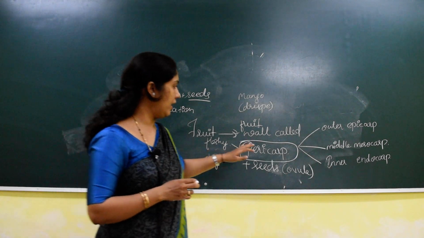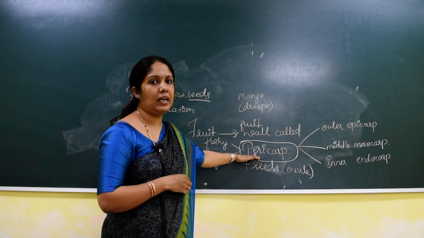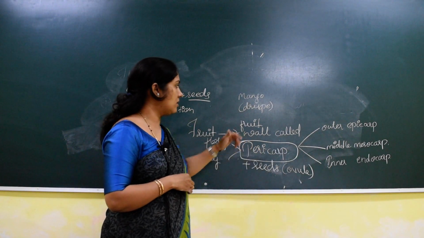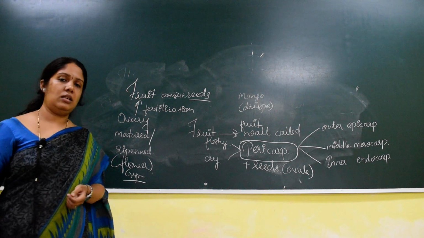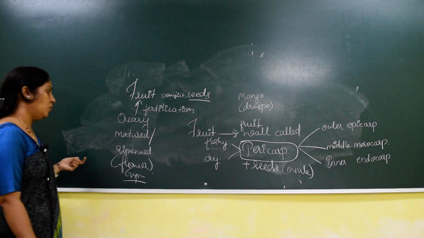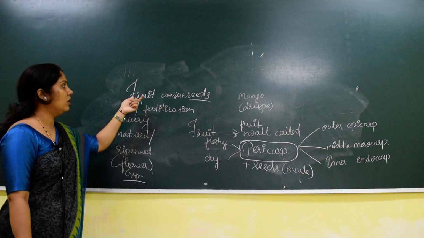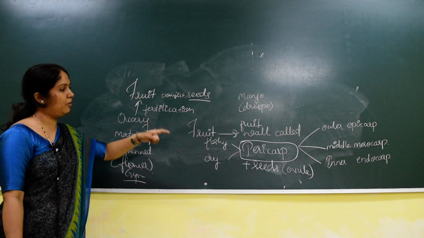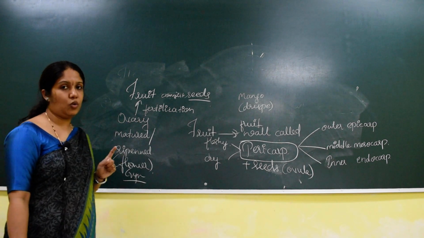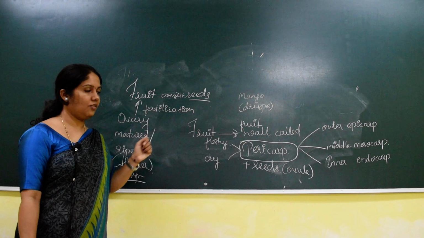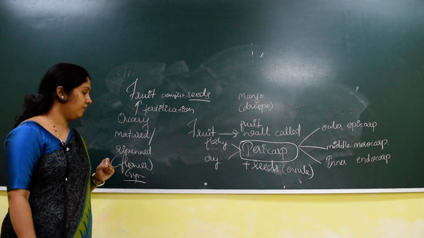These are the three layers of the pericarp. Together all the layers are termed as pericarp. So that is about the fruit. A fruit is a matured ovary or ripened ovary which is developed after fertilization. The fruit is made up of pericarp with a seed. But remember, the seed is not developed from the ovary; the seed is developed from the ovule which was present inside the ovary.